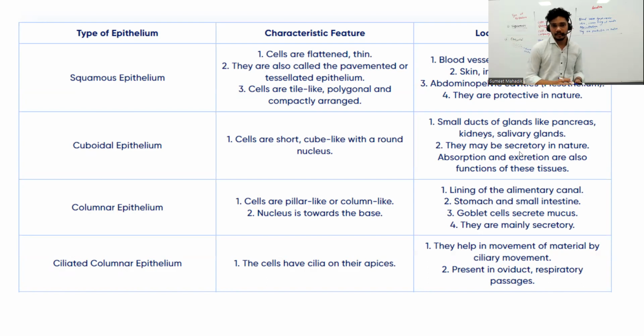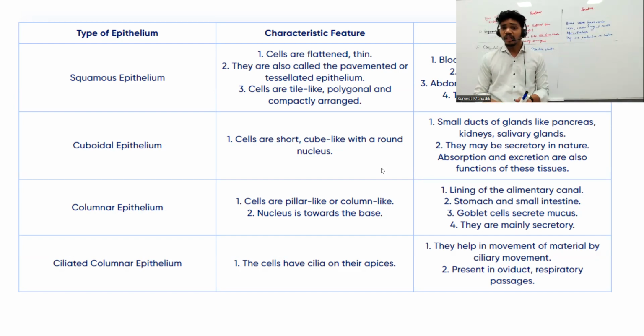In this case, what is a cube? Cube-like structures mean they have a small amount of secretion, or we can say they have a space inside. In case of squamous, they are very thin and flattened, so they don't have that much space. But in case of cuboidal, they must have a space over there. Do you agree with this?